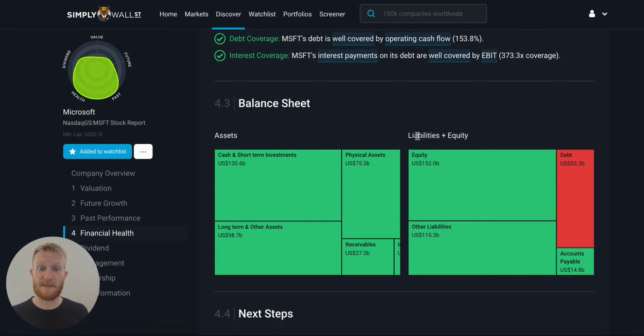And so on the other side of this balance sheet is the liabilities and equity. It's important to know that a business is funding its assets with either liabilities or equity. Liabilities being obligations and debt, and equity being money put in by shareholders. So equity here we can see is $152 billion worth. Other liabilities can refer to any sort of repayments that aren't considered debt. So it could be tax bills due and stuff like that.